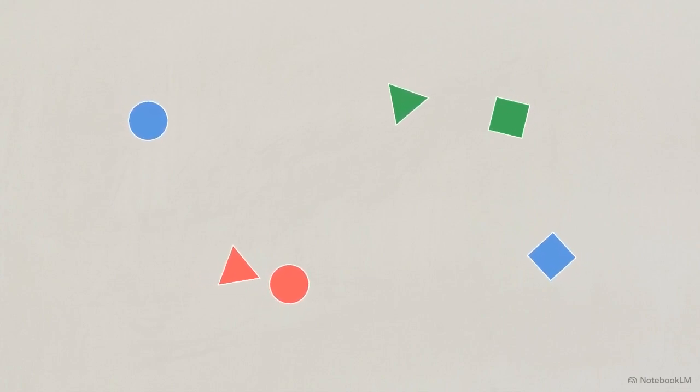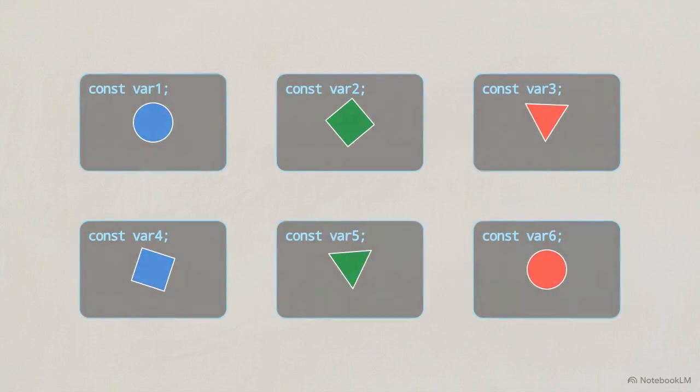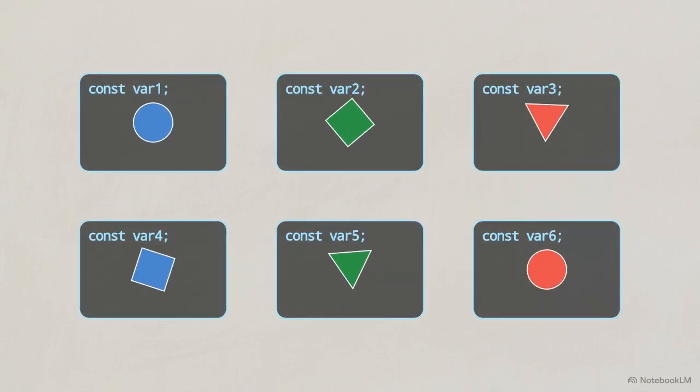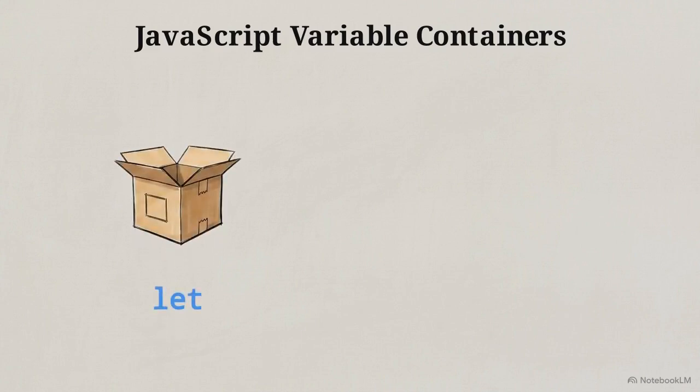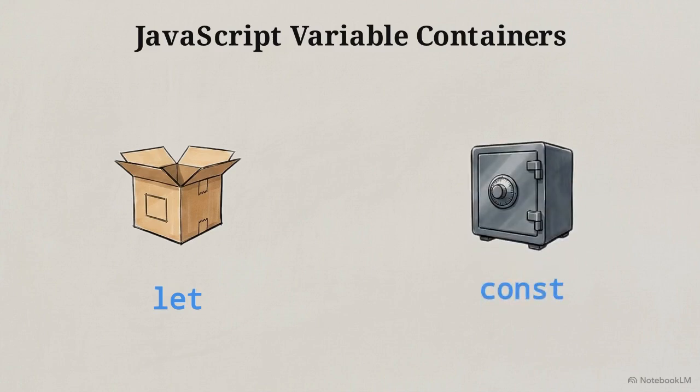To write reliable JavaScript, we can't allow our data to float freely in memory. We must store it in specific, highly controlled containers. This animated diagram shows our two modern options: a standard cardboard box labeled let and a solid steel safe labeled const. The let box is designed for change.